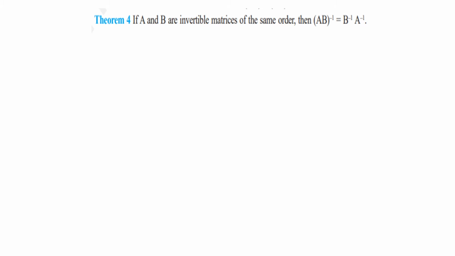Now, theorem number 4 is: if A and B are invertible matrices of the same order, then (AB) whole inverse is equal to B inverse A inverse. Same as we studied in the transpose law, that (AB) whole transpose is equal to B transpose A transpose. So this is called the invertible law. How are we going to prove it? Now we know by the definition of inverse. Let us start with the proof.